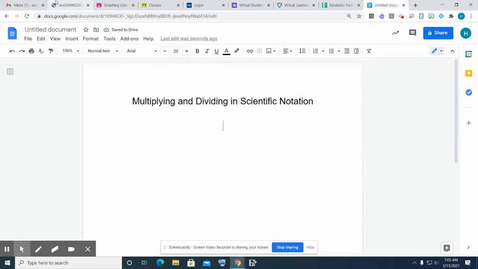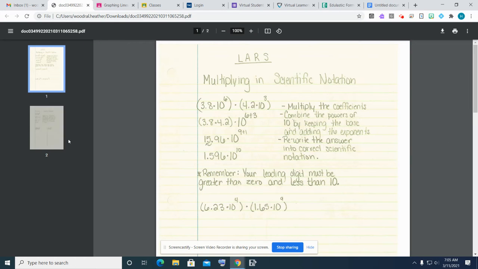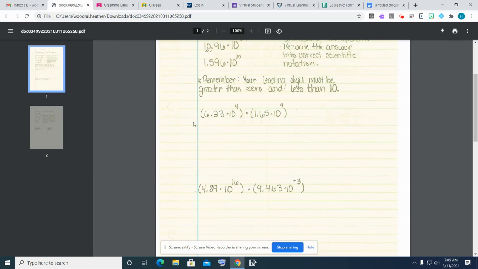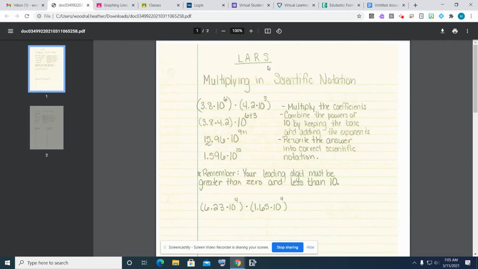So let's flip back over to our notes, and I will add this to your Google Drive so that you can see the notes page, but you will want to get out a sheet of paper so that you can solve these problems down here with us. All right, but first let's look at multiplying in scientific notation.